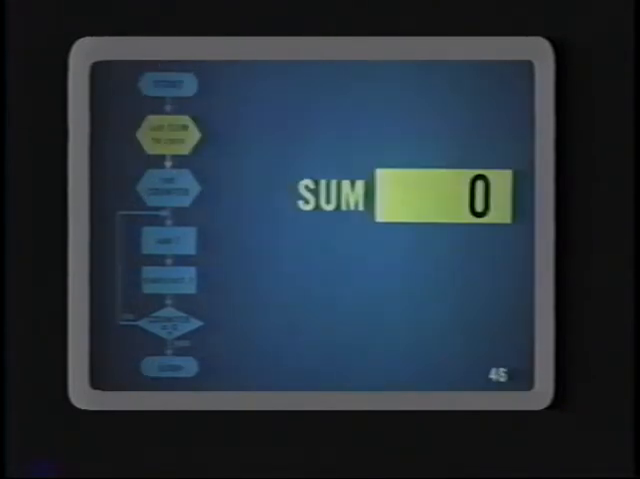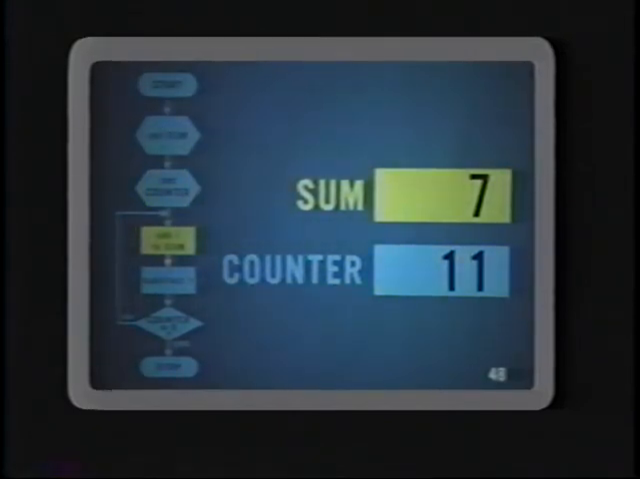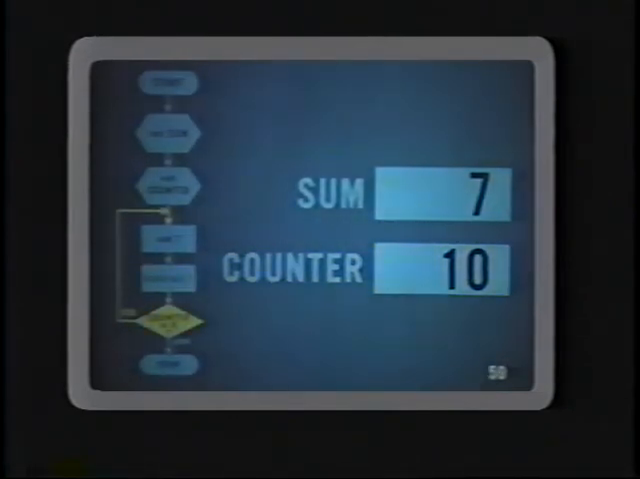Now let's perform the task step by step to see how this algorithm works using iteration. We begin at the start symbol. Next, location sum is initialized to 0. The counter is initialized to the number of times the loop will be iterated, in this case, 11 times. The first addition puts 7 into sum. 1 is subtracted from the counter, leaving it with 10. And the counter is tested to find out whether it contains 0. Its value is 10, so the answer is no, and we go back to the next addition.